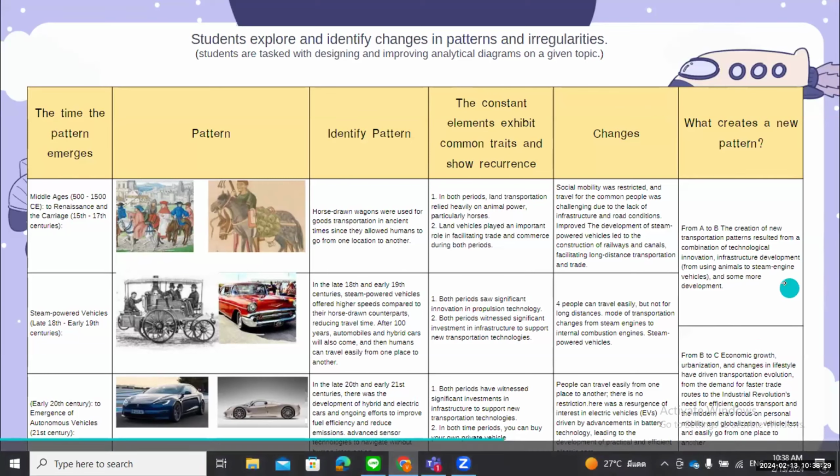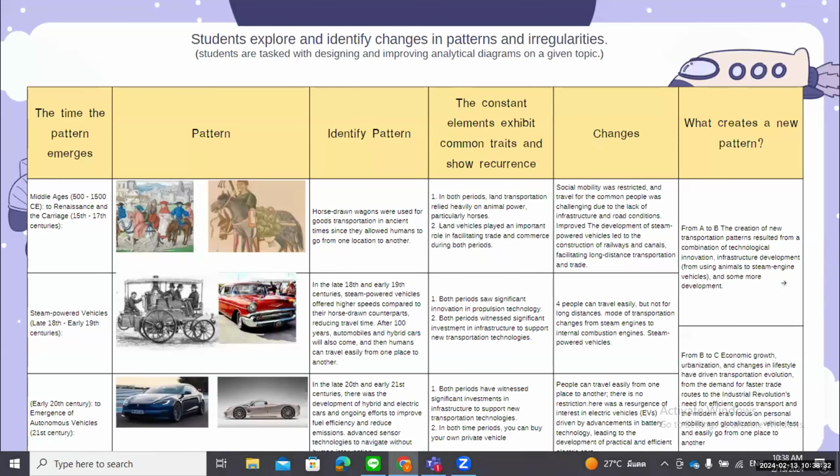And from B to C, economic growth: there are some hybrid cars too, and then growth, urbanization, and challenges in lifestyles, and transportation evolved from the demand for faster trade and efficient transport of goods. The modern era focuses on personal mobility and globalization, and vehicles are fast and easy to go from one place to another. Because this time there are super fast cars, luxury cars, electric cars, and AI cars. There are so many cars, and whatever you think of, you can easily and comfortably go from one place to another.